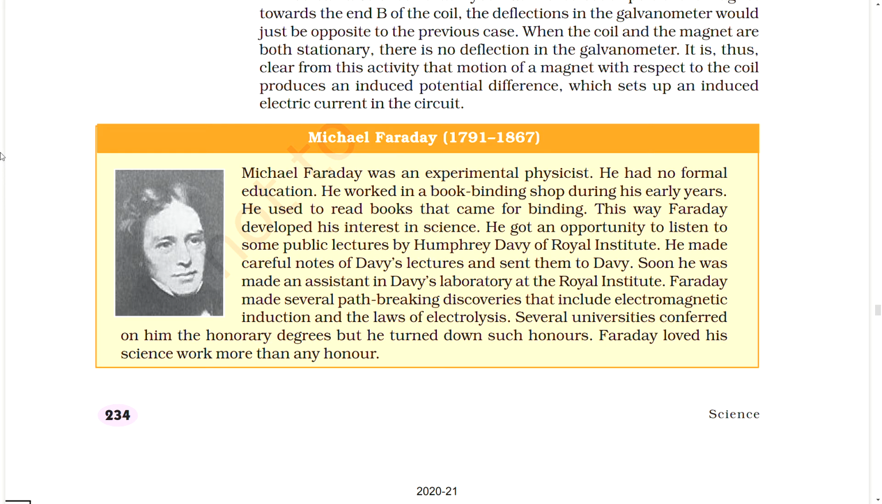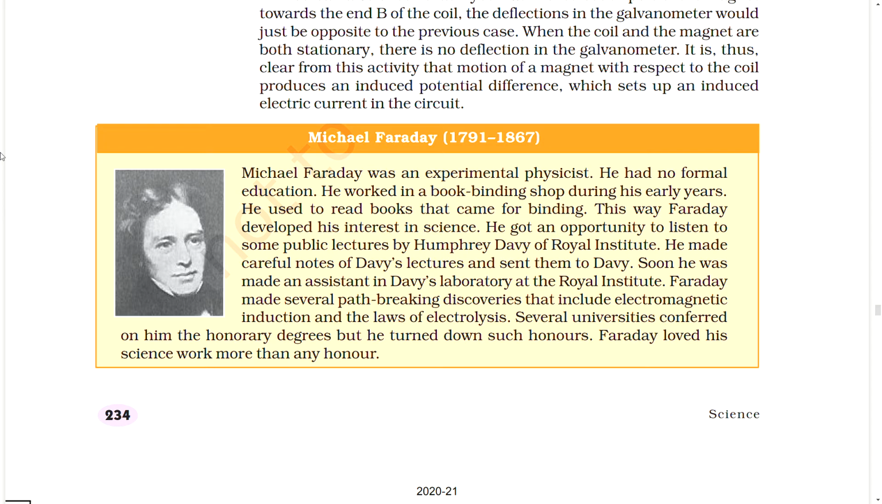Michael Faraday, 1791 to 1867. Michael Faraday was an experimental physicist. He had no formal education. He worked in a bookbinding shop. During his early years, he used to read books that came for binding. This way, Faraday developed his interest in science.